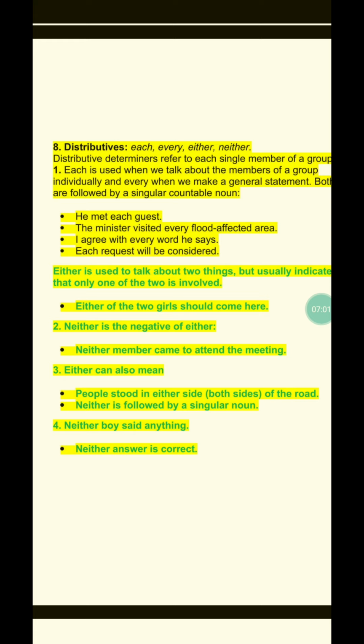Now coming down to the next, that is either. Either is used to talk about two things but usually indicates that only one of the two is involved. For example, either of the two girls should come here. Neither is the negative of either. Neither member came to attend the meeting. Either can also mean both, like people stood on either side, or you can say both sides of the road. Children, neither is always followed by a singular noun. For example, neither boy said anything. Neither answer is correct. You cannot say neither answers is correct.